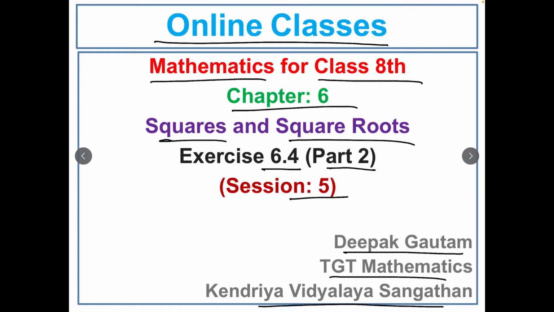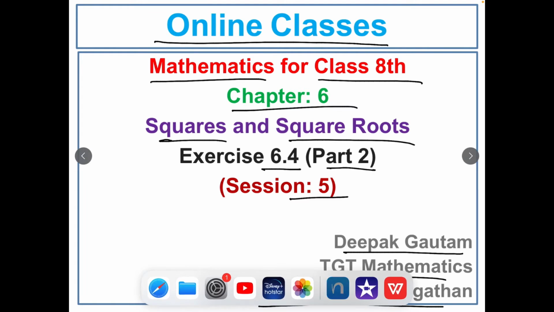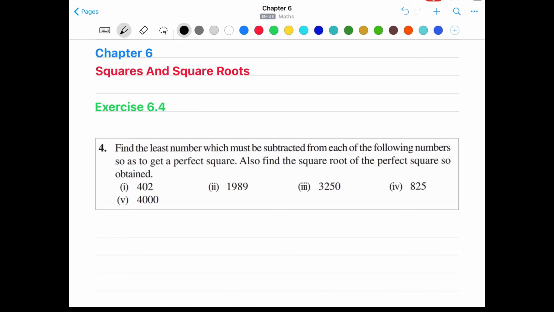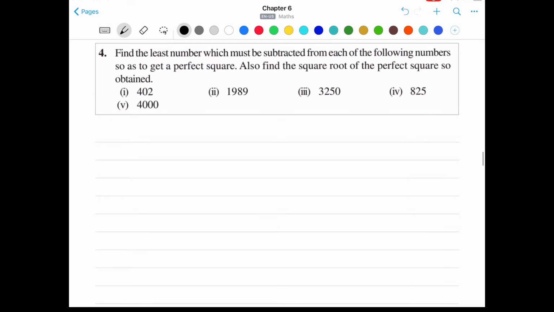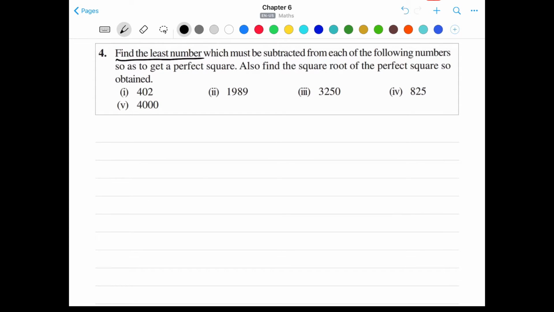So let's start with the remaining questions of exercise 6.4. Since we've already covered the first 3 questions of exercise 6.4 in the previous session, in this session we are going to start with question number 4. Question number 4 is: find the least number which must be subtracted from each of the following numbers so as to get a perfect square. Also find the square root of the perfect square so obtained.